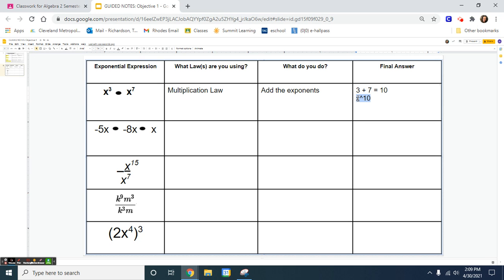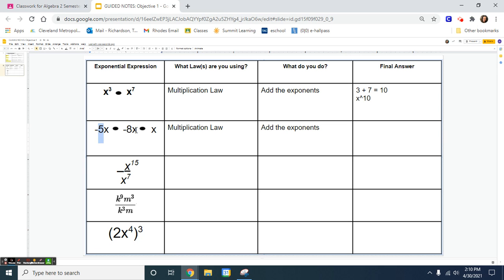Okay, next problem says negative 5x times negative 8x times 8x. Even though there's numbers out front, the only law that we're using here is the multiplication law. I just kept saying times, times, times. That means multiplication, and we're going to add the exponents. These laws only refer to exponents. So these numbers out front, negative 5 and negative 8, are not exponents. They don't need any kind of special laws. You just treat those like normal.